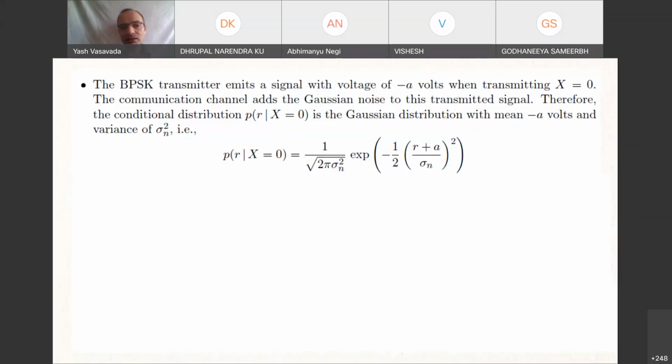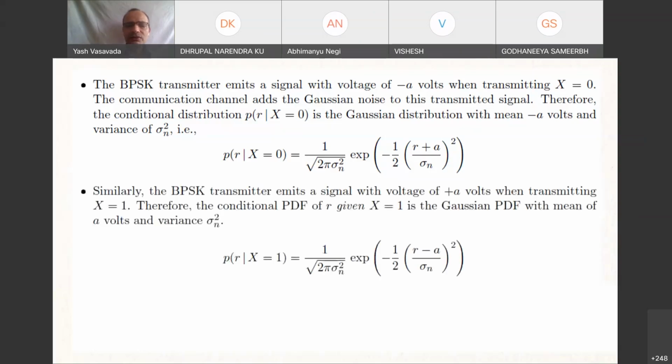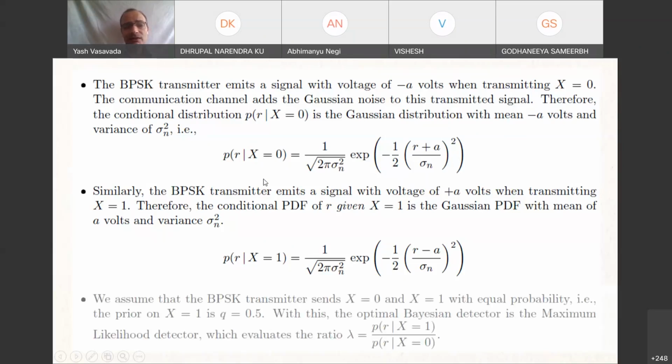What is the conditional likelihood function when X is equal to 1 is transmitted? Well, it is very similar, except the mean value now becomes plus A instead of minus A. And therefore, the only change is that this plus sign becomes minus. This comes directly out of the Gaussian PDF formula that we have studied earlier. So these are the two likelihood functions for X is equal to 0 and X is equal to 1. We have already said that the prior we are going to assume to be Q equal to 0.5.